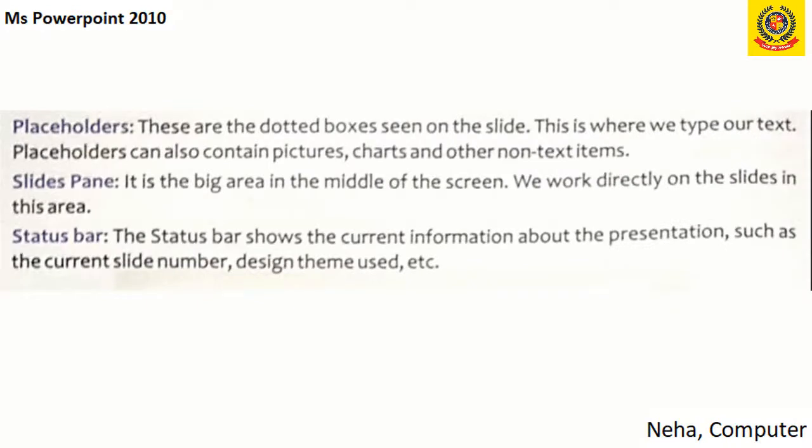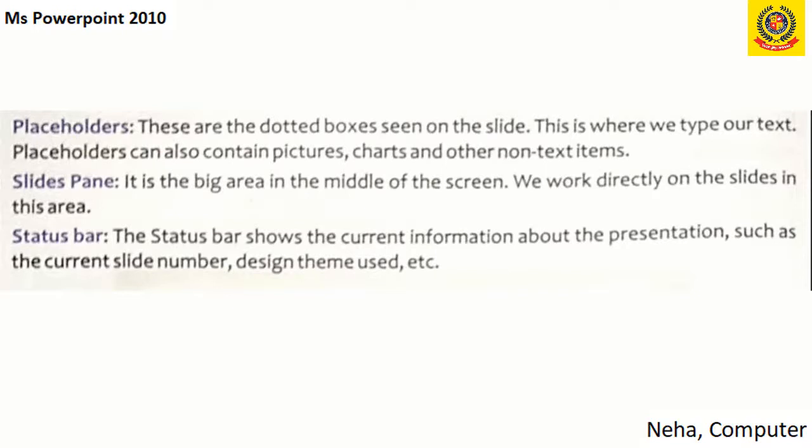And there are some more components like placeholders. These are the dotted boxes seen on the slide where we type our text. And placeholders can also contain pictures, charts, and other non-text items. Next is the slides pane. It is a big area in the middle of the screen. We work directly on the slides in this area. And then comes the status bar, which shows the current information about the presentation, such as slide number, design theme used, etc.